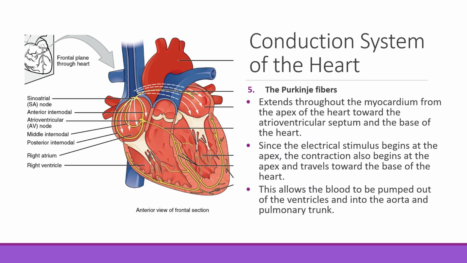And then finally, we get to the Purkinje fibers. These are what wrap up around the outside wall of the heart on each side. They extend through the myocardium from the apex of the heart toward the atrioventricular septum and the base of the heart. Since the electrical stimulus begins at the apex, the contraction also begins at the apex and travels towards the base of the heart. This allows blood to be pumped out of the ventricles and into the aorta and the pulmonary trunk.